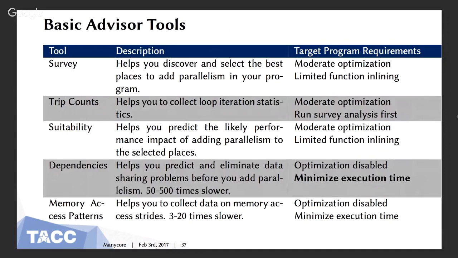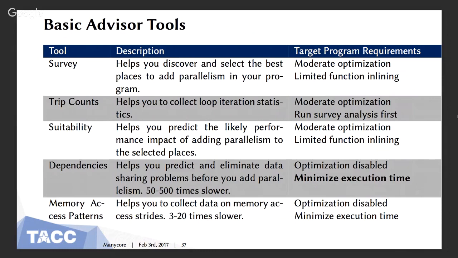Yeah, it has these basic tools. The survey is the first thing that you would run. It's pretty similar to the hotspots analysis in VTune, and it helps you find the places in your code to focus on adding parallelism. I am not sure yet what I think about the trip counts tool. It's just telling me how many times a loop gets iterated, which, yes, can be important for very fine-level optimization, but I wouldn't say that it's a first or second order effect. Suitability is nice.